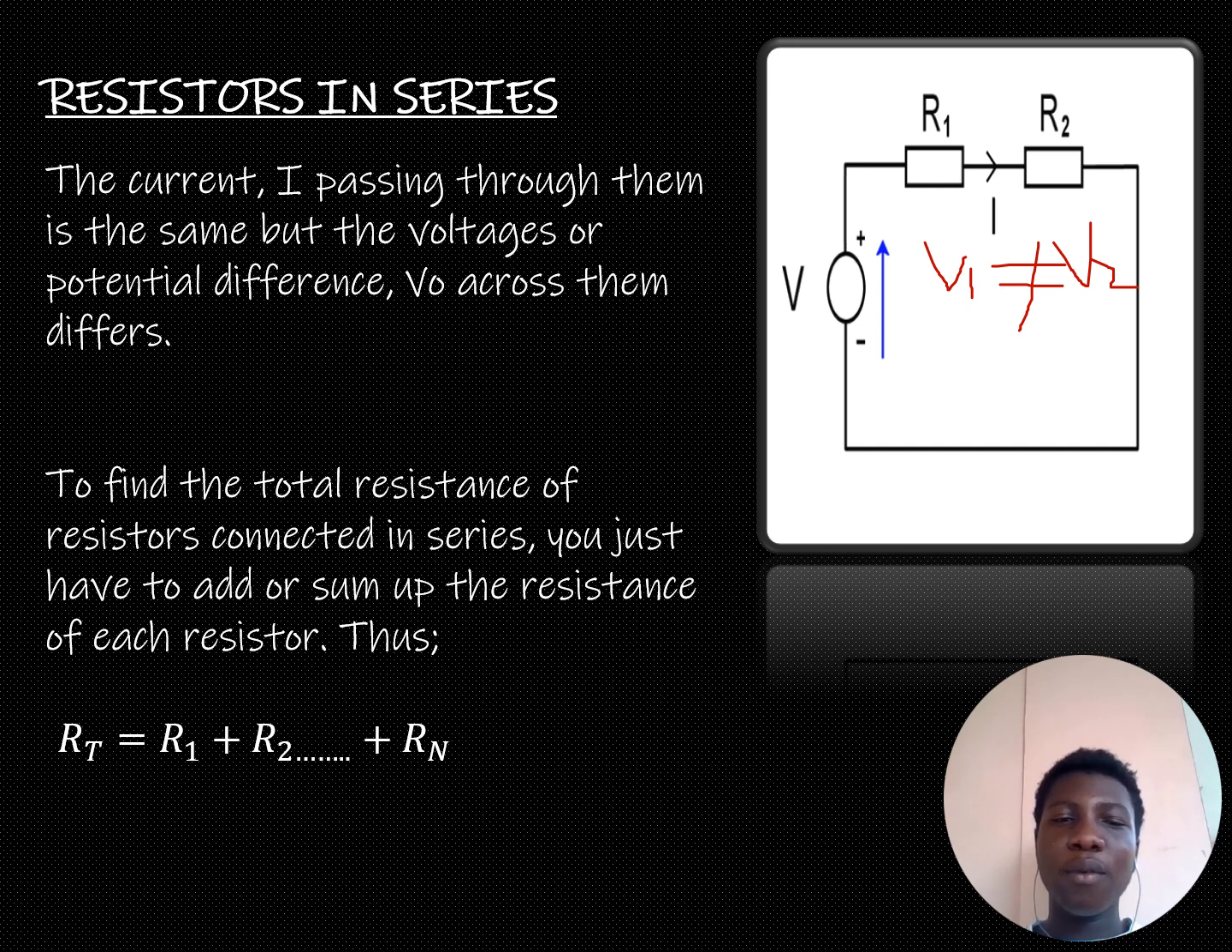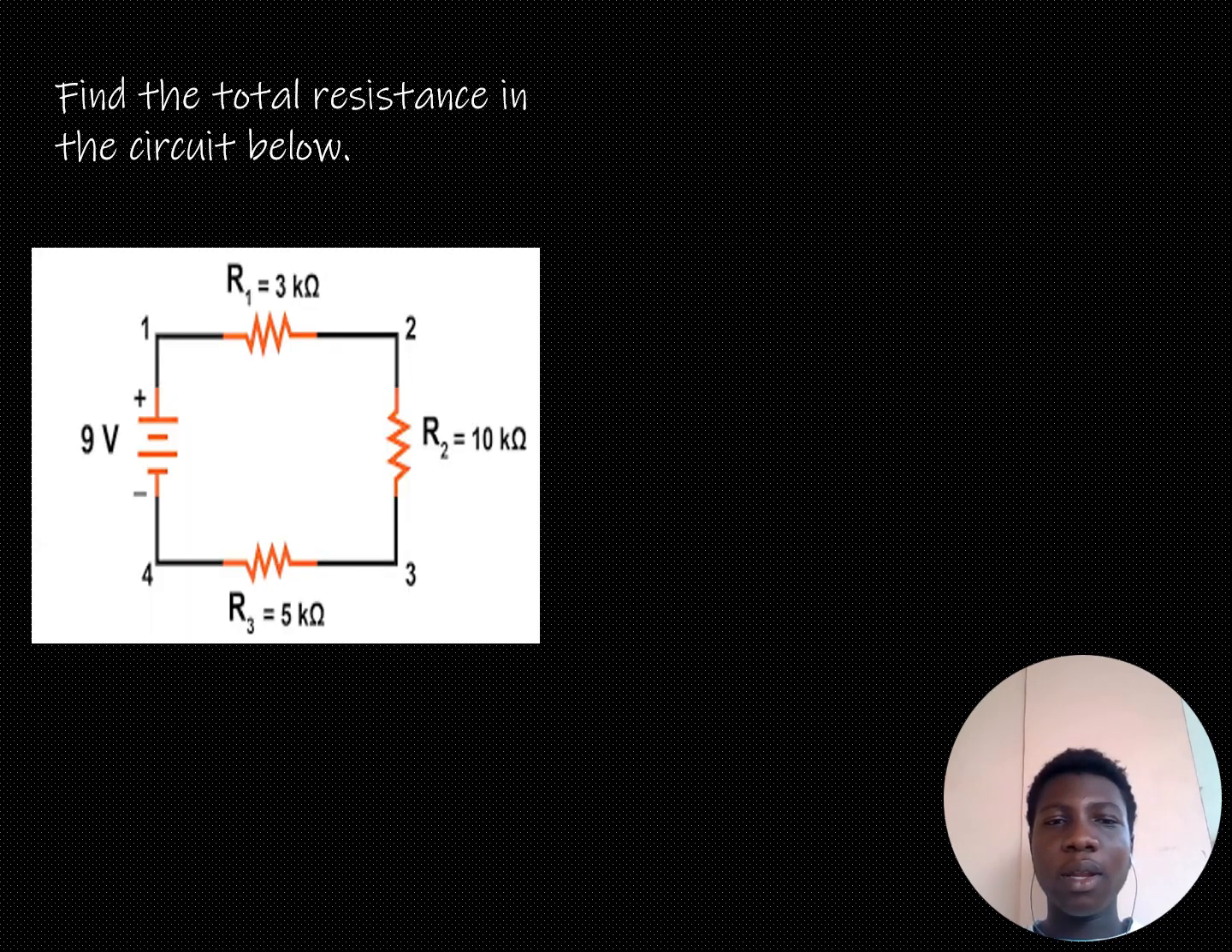So if they give you a circuit diagram and the resistors are in series and they tell you to find the total resistance, you just have to sum up their resistance. That's all. So RT equals R1 plus R2 plus R3. Moving on. Let's take an example for you to understand. Find the total resistance in the circuit below.